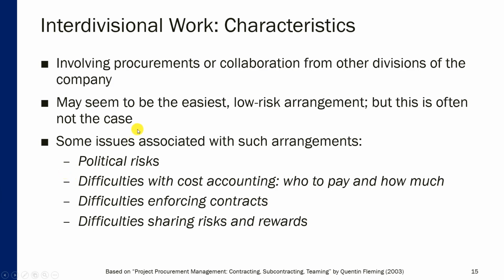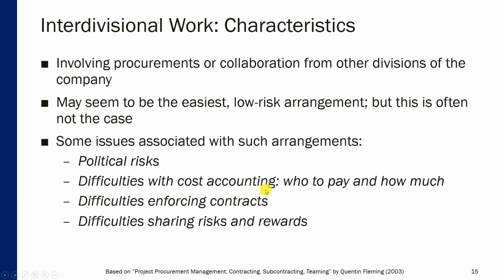So again, it seems easy, but sometimes it's actually more complicated. Some issues that make those arrangements very complicated are political risks: the other division may view the project that you're proposing to them as some kind of turf invasion, something that will make them look bad or lose power. There are often difficulties with cost accounting. So who pays whom? Who treats this expense as a cost and who as a profit? Who is winning, who is losing financially? Sometimes it's hard to determine. So they would rather work with external buyers and sellers because it's easy to record those kinds of transactions.